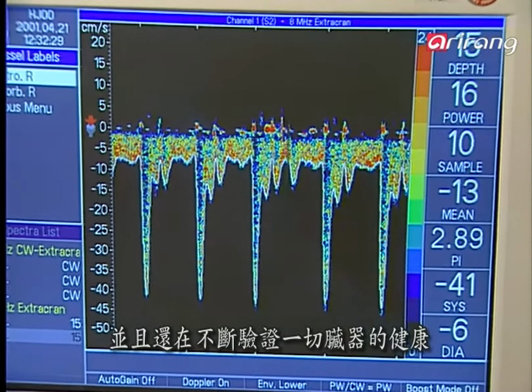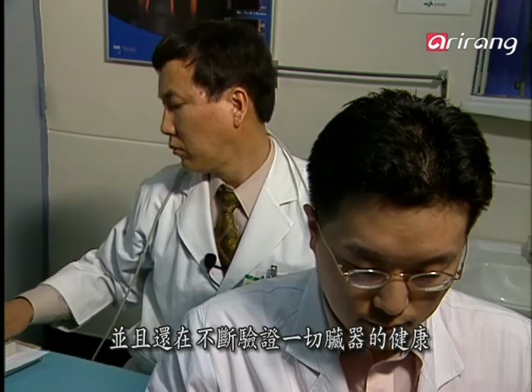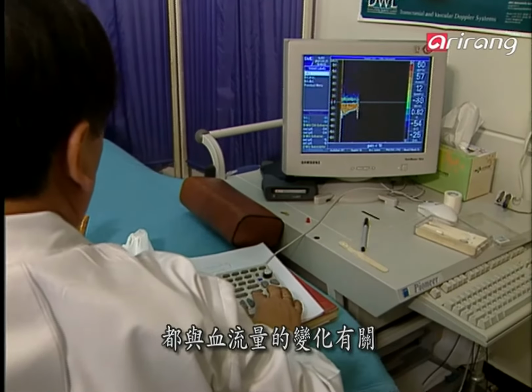And he is in the process of revealing that there is a close relation between the changes in the hemokinetic volume and the health condition of all the organs in the body, not only the brain.